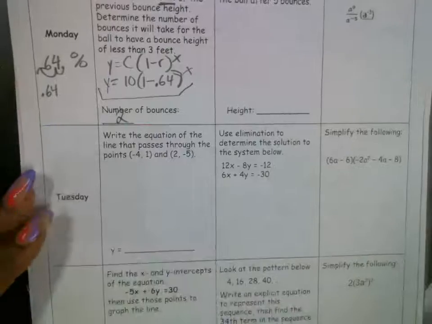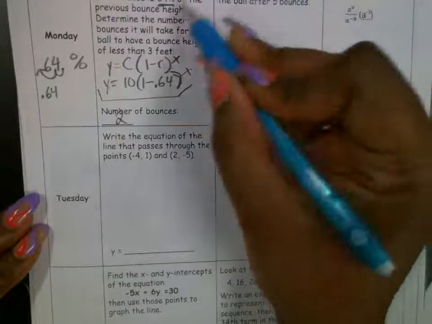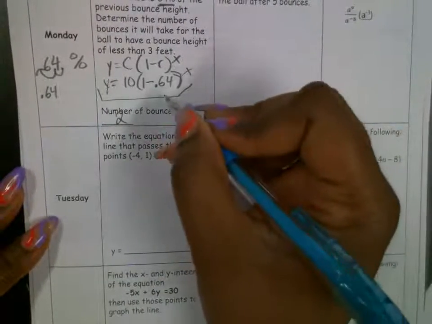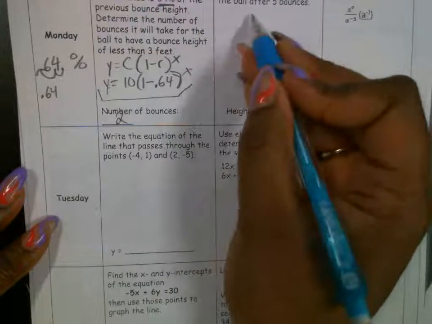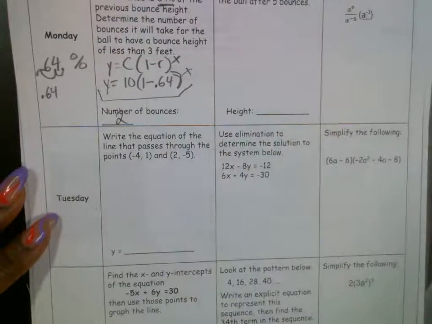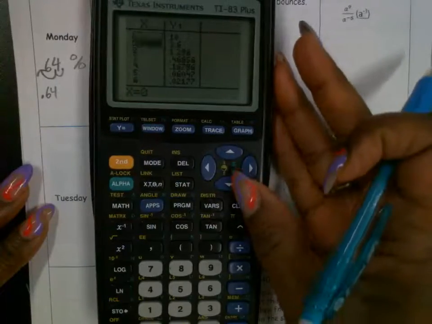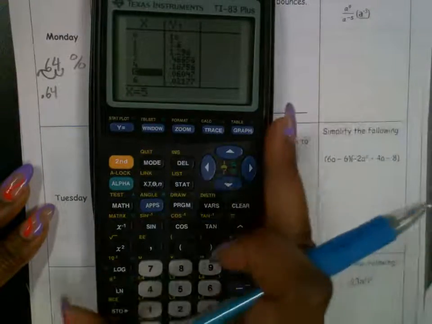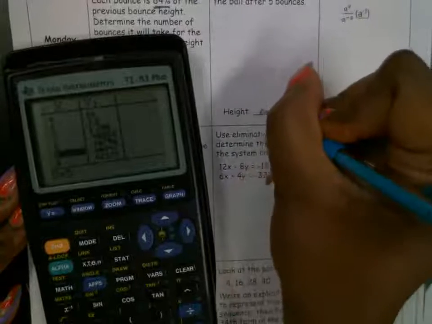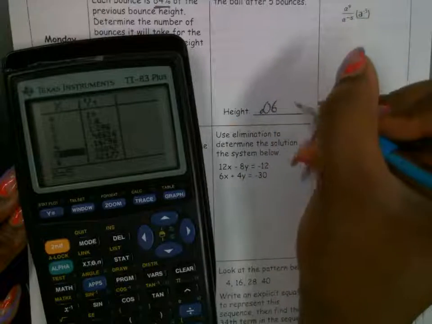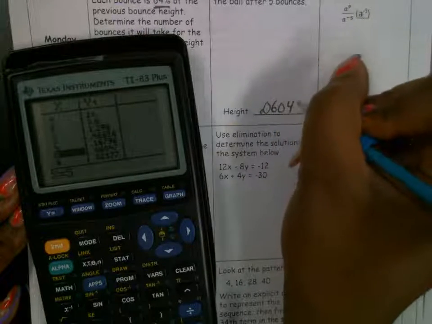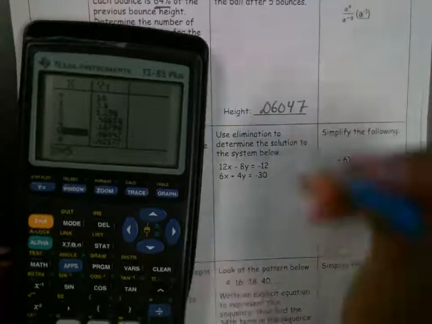Okay. Let's look at this one. It says from Monday's problem, the first problem, what is the height after 5 bounces? So we already typed it in. We're going to go down to the 5th bounce. What is that? Point what? 0.0664. Any questions?